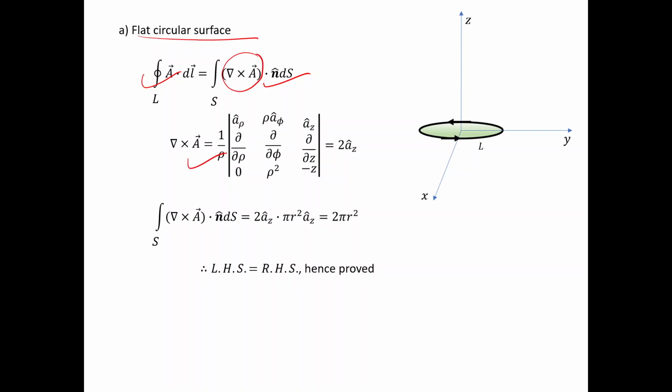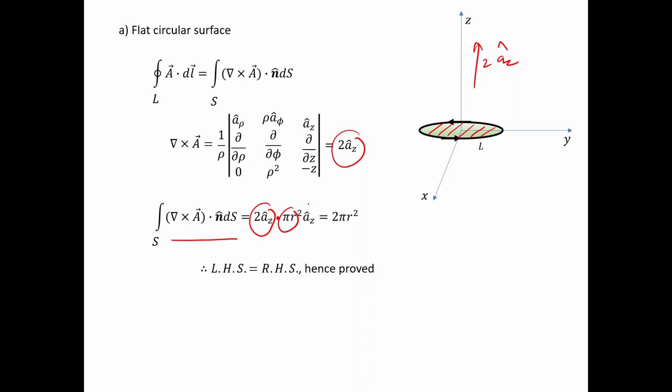Let us obtain the curl of A using the cylindrical system. In this case, we will obtain del cross A as 2az, 2 times az in the z direction. Then taking the surface integral, 2az dot product with its area, which is pi r square, and its direction is of course in the az direction. Then its dot will be 1. Simply we can obtain 2 pi r square.